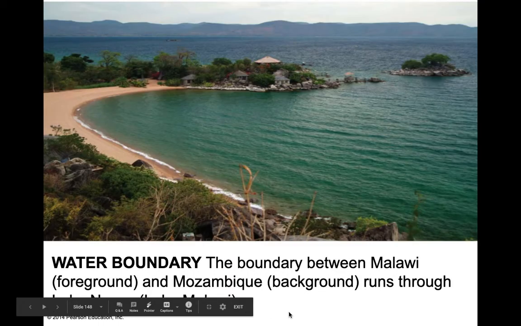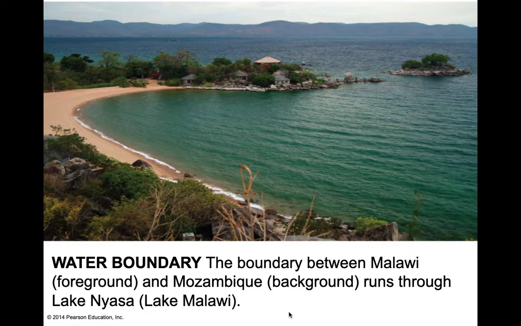Here shows the lake in Malawi, the boundary between Malawi and Mozambique. It runs through Lake Nyasa, which is known as Lake Malawi.